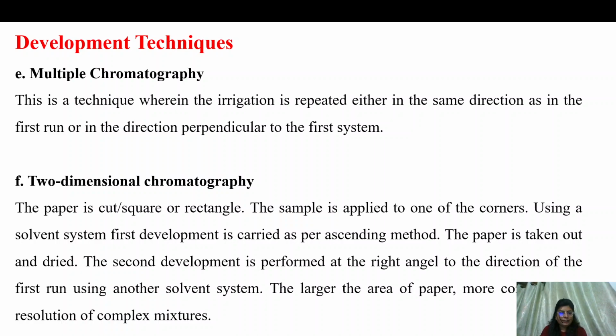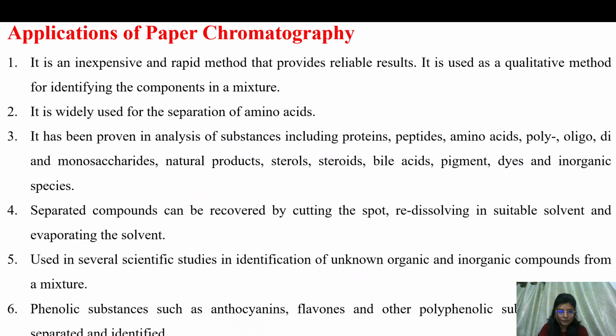The next technique is two-dimensional chromatography. In this we run the chromatogram in two directions. The paper is cut into a square or rectangle, and the sample is applied to one corner of the paper. Using a solvent system, the first development is carried out by the ascending method, then the paper is taken out and dried, and the second development is performed at a right angle to the direction of the first run. The larger the area of the paper, the more complete the resolution of a complex mixture that can be achieved.